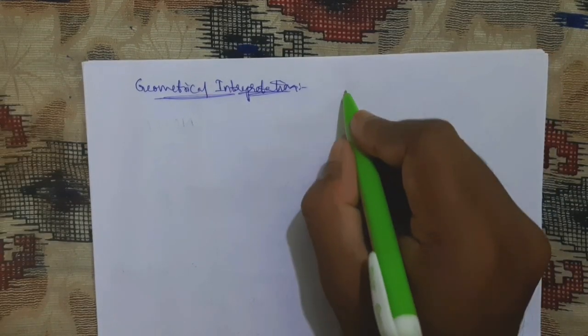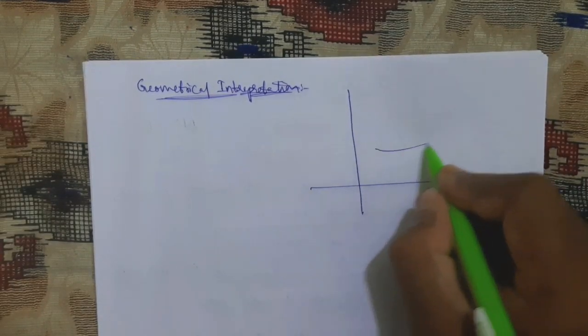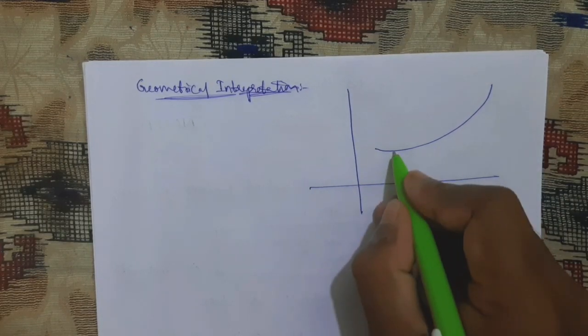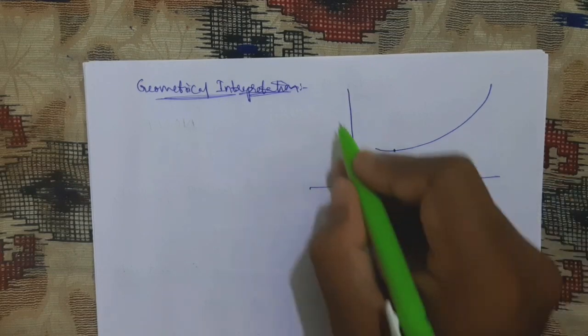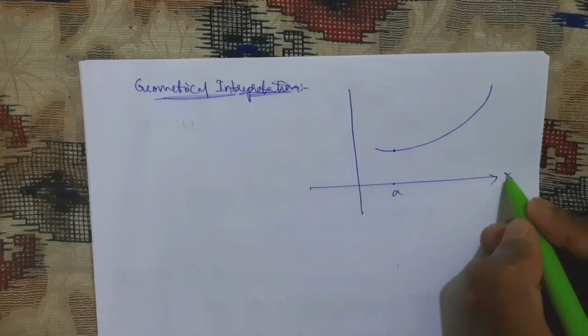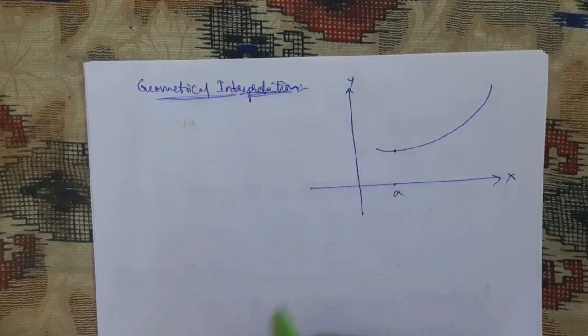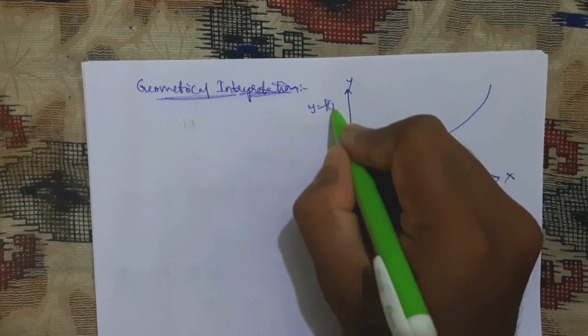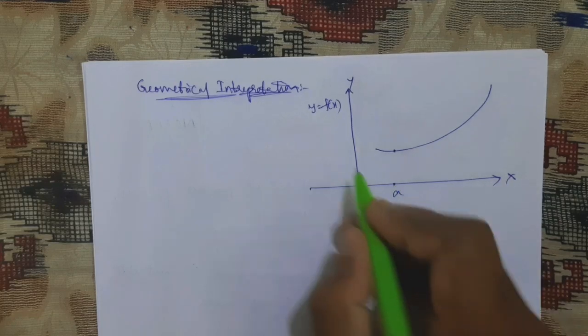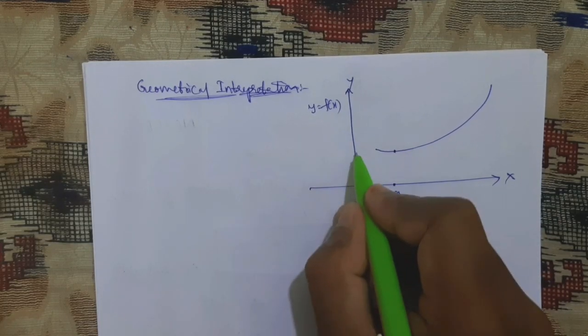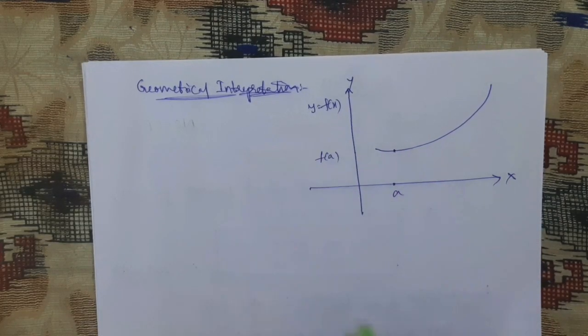See, I am considering a curve. This is at point A. This represents the x-axis and this represents the y-axis. The function is y equal to f of x. These are the y points. If x equal to a, what is this point? This point will become f of a.